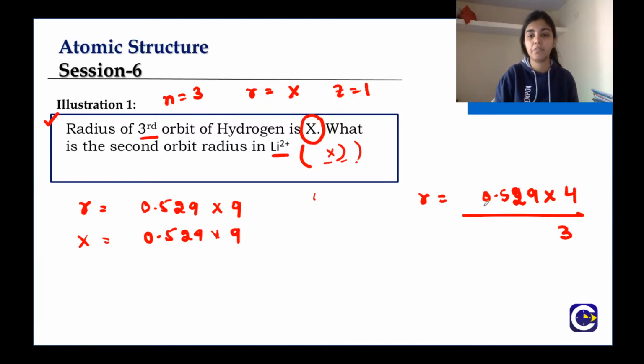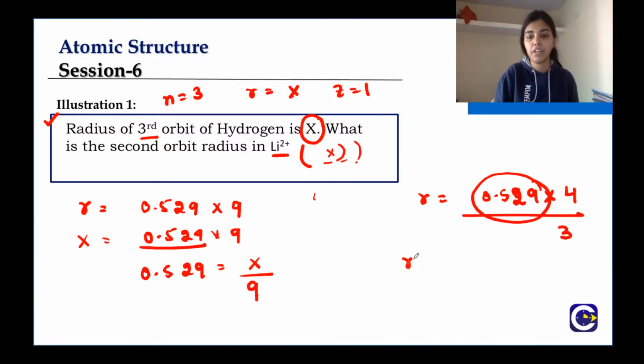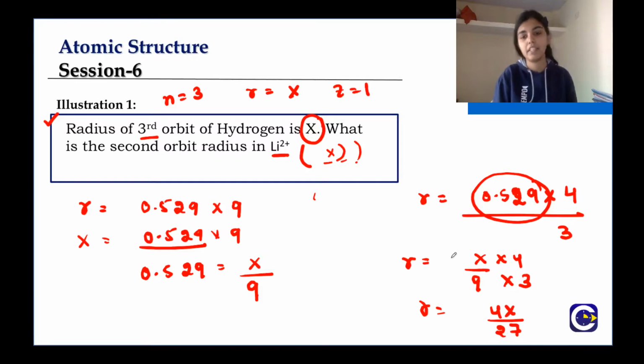Find out the common terms in these two relations. So here you will find out the common term is 0.529. So if I find out the value of 0.529 from here, let us say 0.529 will be equal to what? X by 9. Right? So put the value of 0.529 here. So this will become equal to what? X by 9 into 4 into 3. So now you will get the radius of second orbit. That will be equal to what? 4x by 27. So this is the final answer that you will be getting. So the answer is 4x by 27.